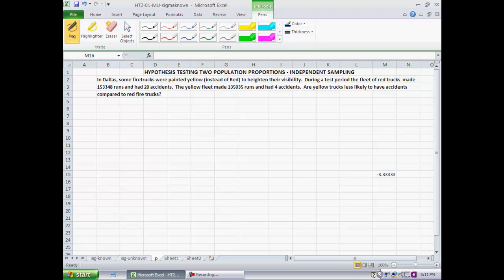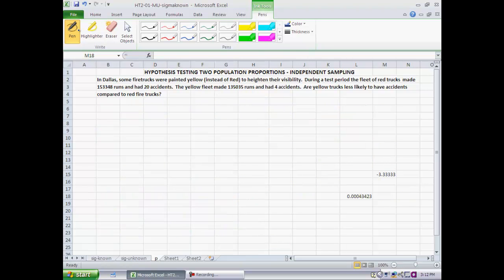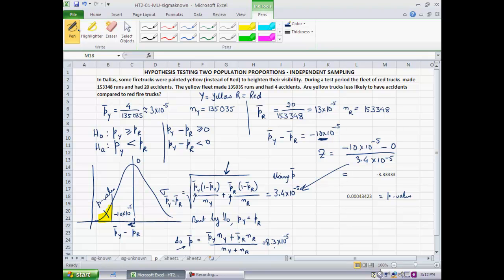Now, what is the likelihood that I would be getting such an extreme value? And you know the built-in function that I have to use now is NORM.S.DIST of minus 3.33. And that ends up being 0.0004. So this is the p-value. Again, you know the interpretation of the p-value. What this is saying is, if the null were true as an equality, then there is only a 0.04% chance that I would be seeing a difference in the sample proportions of minus 10 times 10 to the minus 5 or less. Remember, the p-value is the probability of seeing a sample statistic at least as extreme as the one you just saw, provided the null is true as an equality.